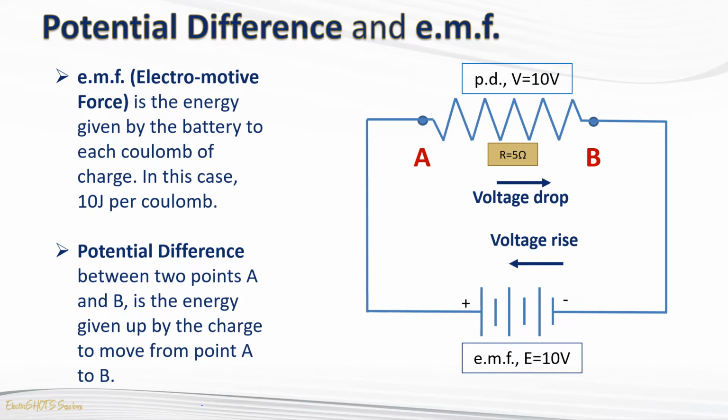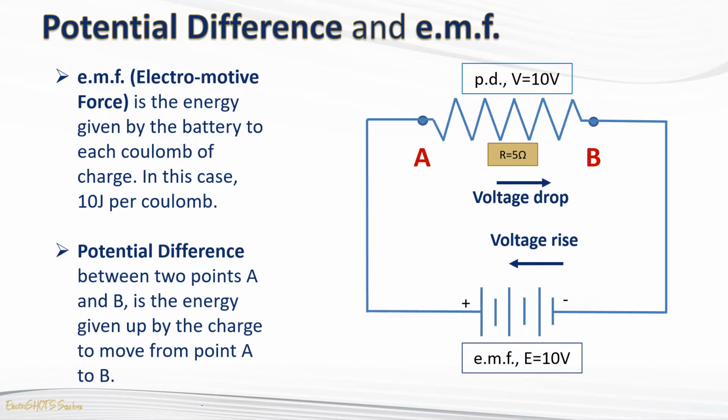Whereas potential difference between 2 points A and B across the resistor is the energy given up by this charge to move from point A to point B in the circuit. So when we say that A and B are at a difference of potential, because of this difference of potential a current flows through the resistor. So if you measure the potential difference, it will show you V as 10 volts, while EMF E is the energy which is being supplied by the battery to this load resistor of 5 ohms.